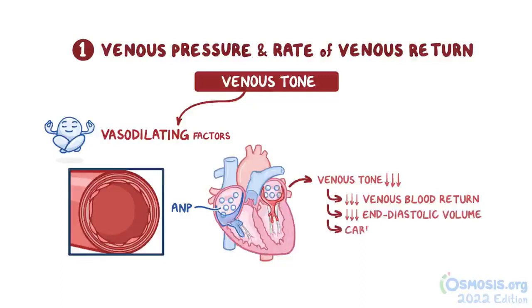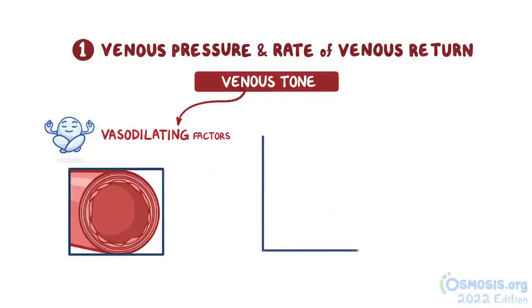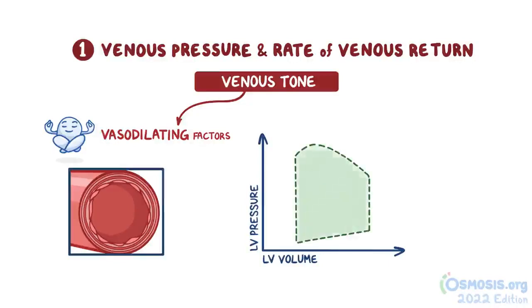Another way to visualize this is through pressure-volume loops, which are graphs that show the pressure inside the left ventricle on the y-axis and the volume of blood inside the left ventricle on the x-axis. And the green dotted loop represents the variation over the course of one cardiac cycle under normal circumstances. When vasodilating factors are secreted and cardiac preload is decreased, left ventricular pressure and end diastolic left ventricular volume both decrease. So the loop shifts to the left.